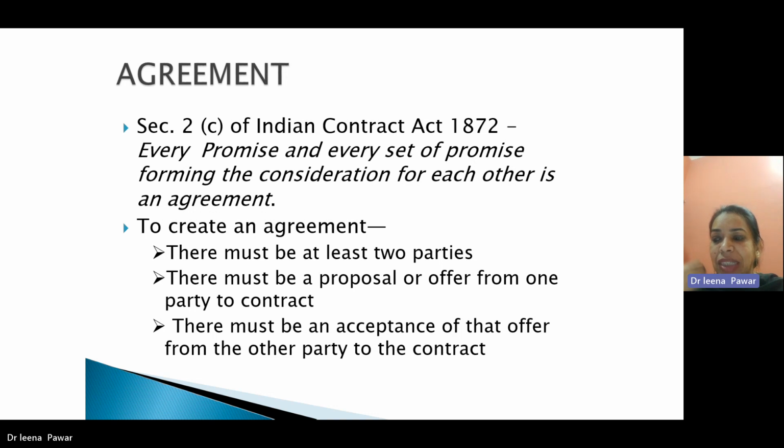When a person gives his willingness to do or to abstain from doing anything with a view to obtaining the assent of that person, that person is making the offer. And when the person to whom the offer is given accepts, then it is acceptance, and then there is a promise, and that promise is converted into the agreement. Agreement is created, promise is created, and it is converted into the contract.